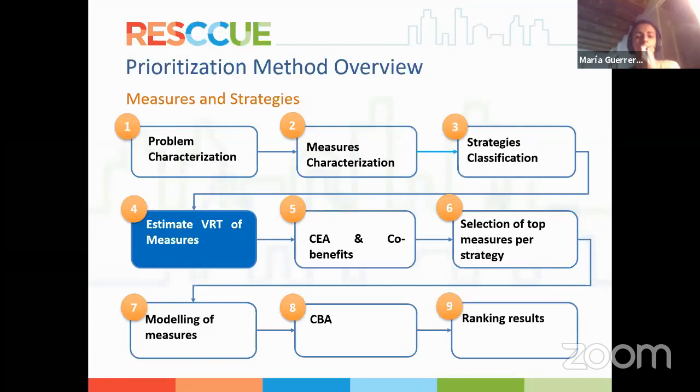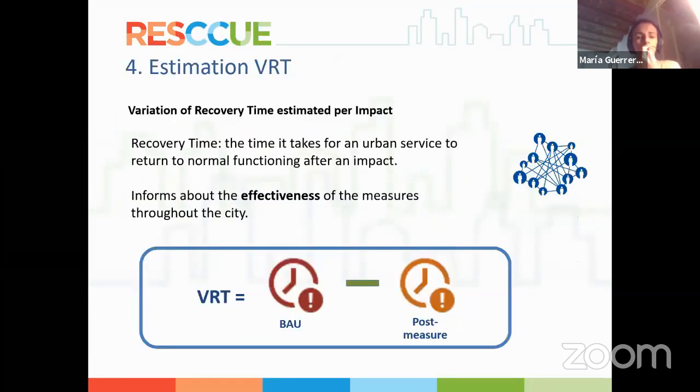The next step was to do the preliminary assessment, where we had to select and estimate an effectiveness factor. We chose the variation of the recovery time, which is related to the time it takes for an urban service to come back to normal functioning after a climate event. For example, we estimated how long it takes for Barcelona services to come back to normal functioning after floods caused by heavy rains. Doing this modeling with the business as usual and after one or various measures are applied, we can obtain the difference, which is used as an effectiveness indicator.